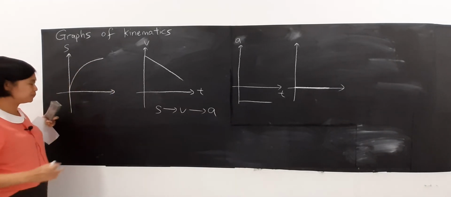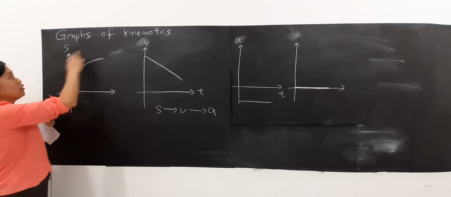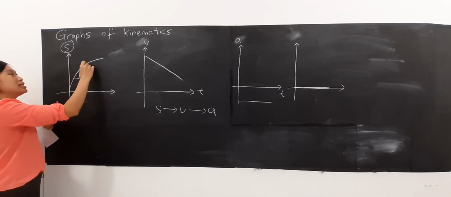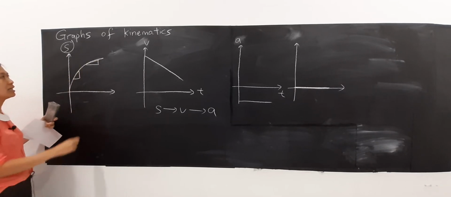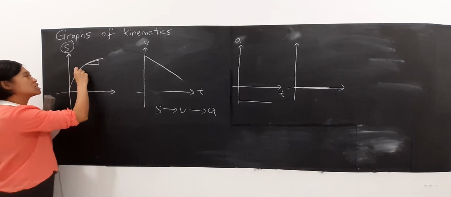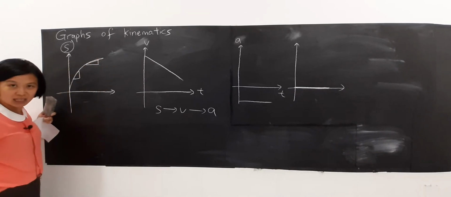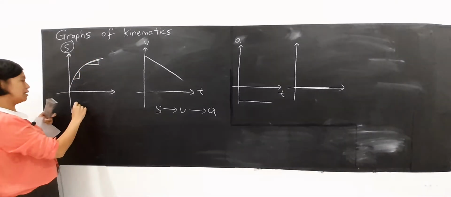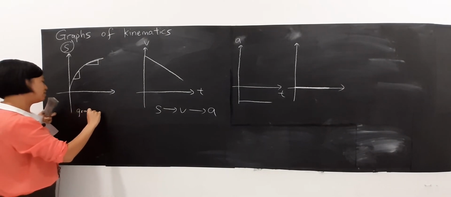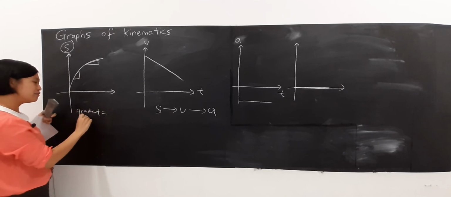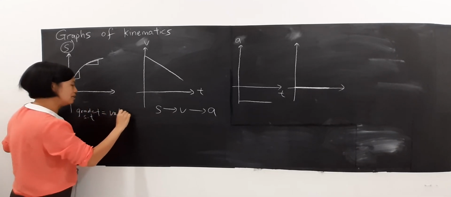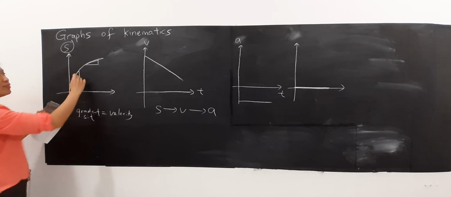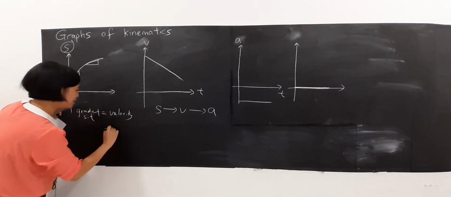Let's look at how the gradient changes for this graph, if the y-axis is displacement. If I look at the gradient here and here, you will find the gradient is decreasing, from steep to less steep. Here, if I find the gradient of the ST graph, the gradient represents velocity. So how does the gradient change in this case? You find that the gradient is decreasing.